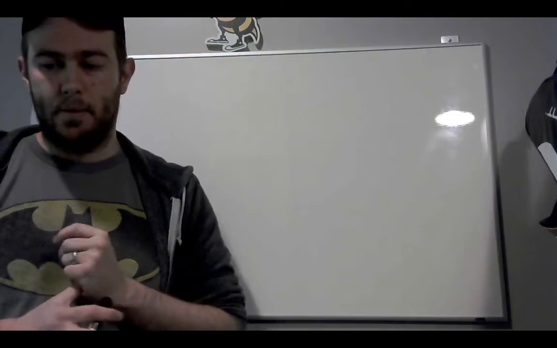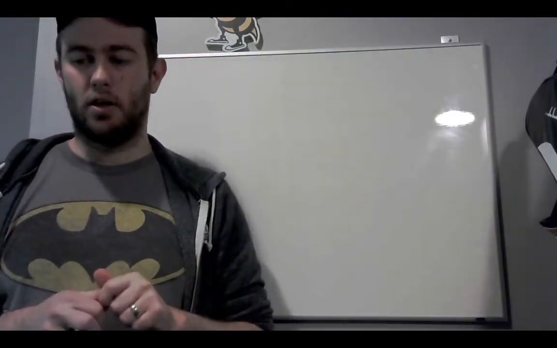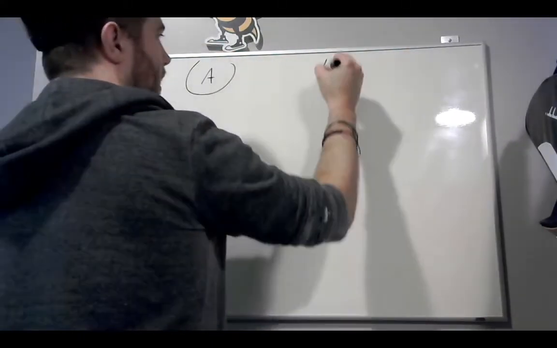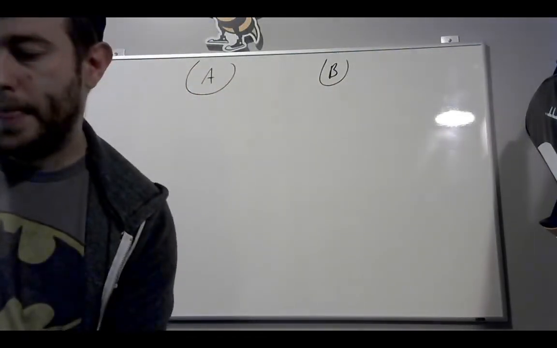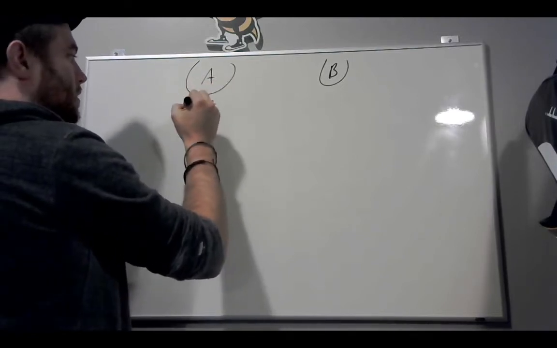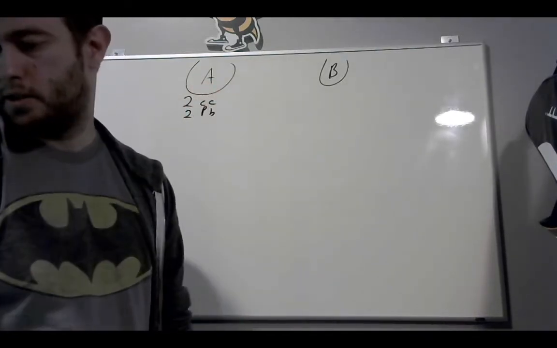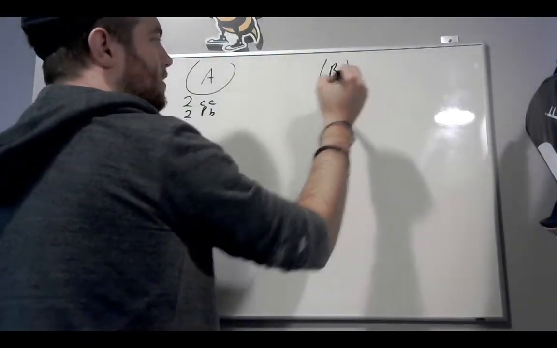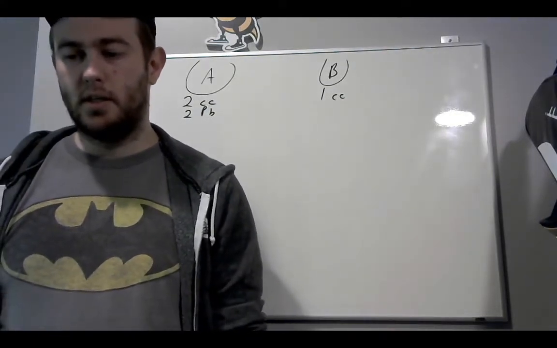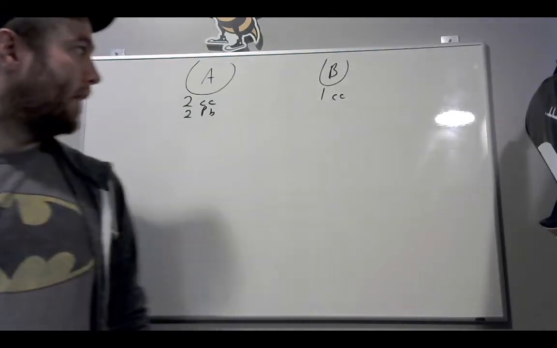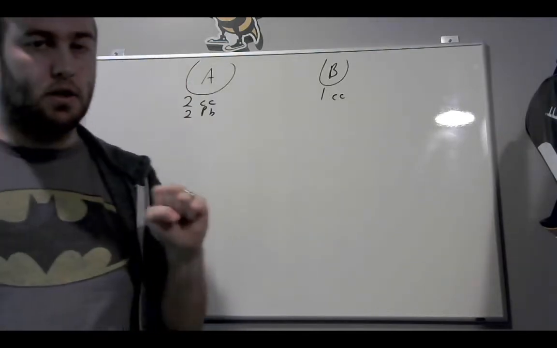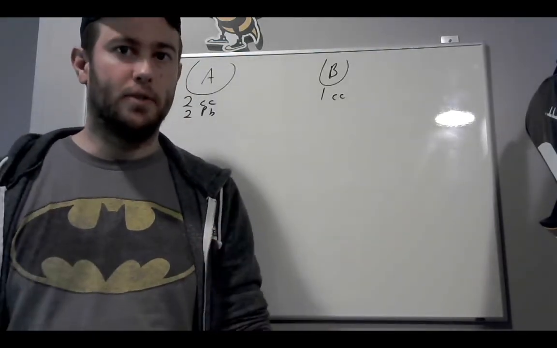So we have an example. It says 2 identical cookie jars are on a counter. So we have 2 cookie jars, A and B. Jar A contains 2 chocolate chip and 2 peanut butter, and jar B contains 1 chocolate chip. It says, what is the probability that a chocolate chip cookie is randomly picked? That means you randomly picked one of these jars and then picked one of the cookies out of that jar. What's the probability that it was a chocolate chip?